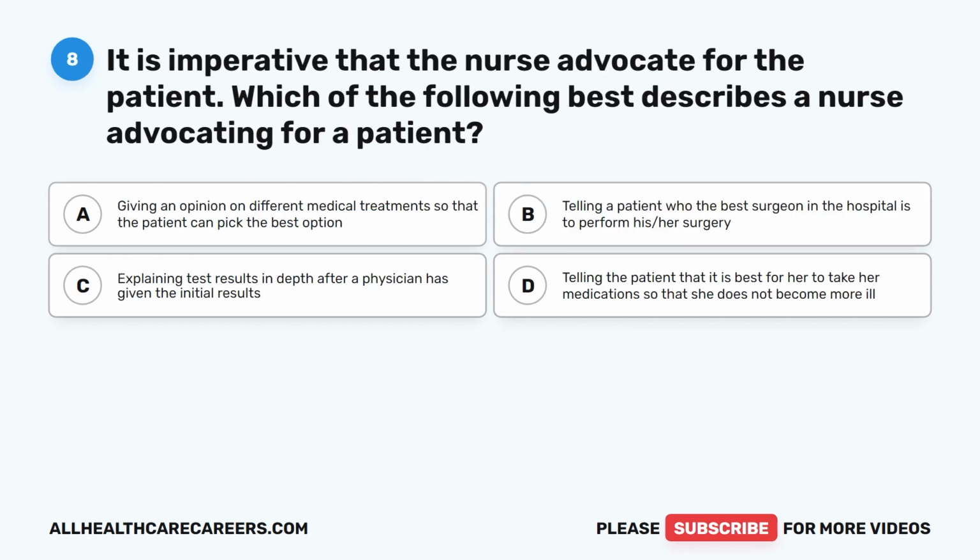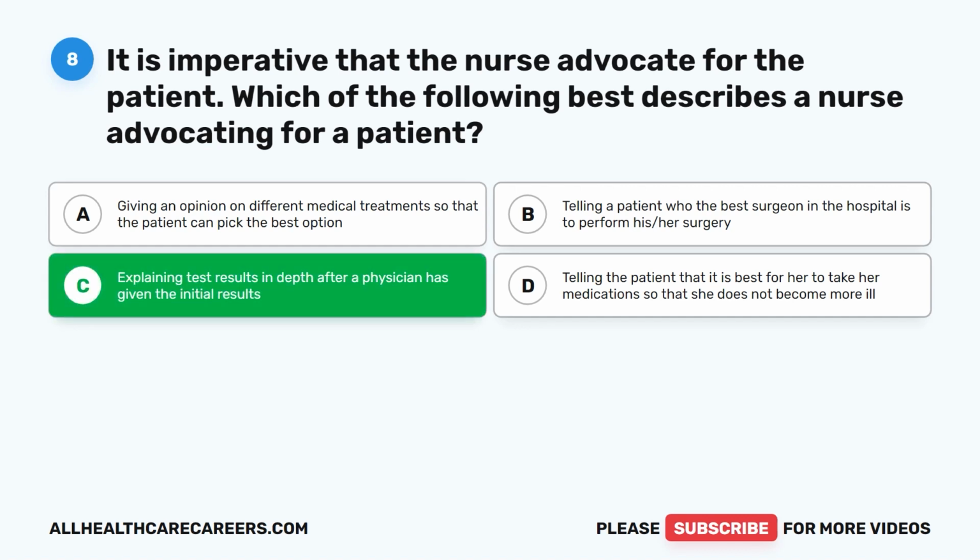Question 8. It is imperative that the nurse advocate for the patient. Which of the following best describes a nurse advocating for a patient? A. Giving an opinion on different medical treatments so that the patient can pick the best option. B. Telling a patient who the best surgeon in the hospital is to perform his/her surgery. C. Explaining test results in depth after a physician has given the initial results. D. Telling the patient that it is best for her to take her medications so that she does not become more ill. The correct answer is C.